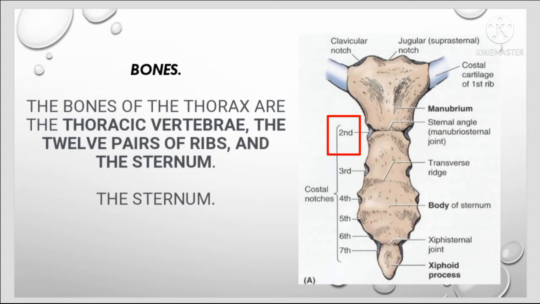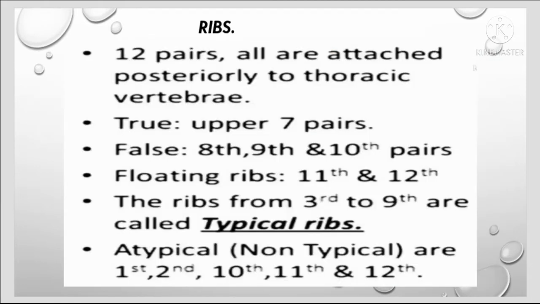The costal cartilage of the second rib is attached on the manubriosternal joint. Manubriosternal joint is also called the sternal angle. The joint between the body of the sternum and xiphoid process is called the xiphisternal joint. There are 12 pairs of ribs and all are attached posteriorly to the thoracic vertebrae.